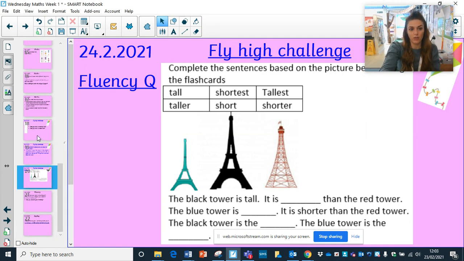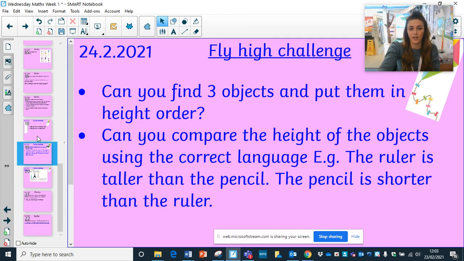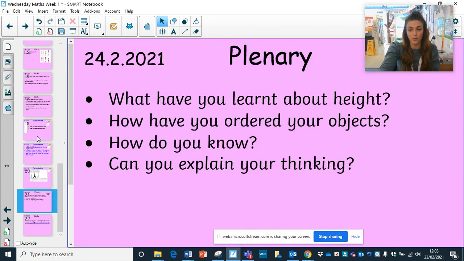Okay, so there's 3 different questions there for you to try if you want to challenge yourself and challenge your thinking. And then there's a plenary. That's just a recap of the lesson, rounding everything together and you sharing what you have learned. Okay, so can you share what you have learned about height, how you have ordered your objects, how do you know that that's in the correct order, and then can you explain your thinking? That's the most important thing, is that you explain the reasons for your answers and that you can tell me what you have done.